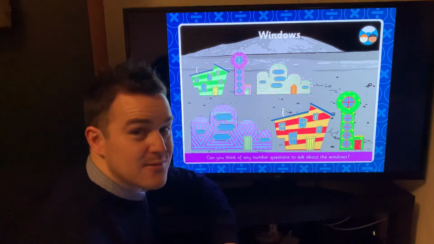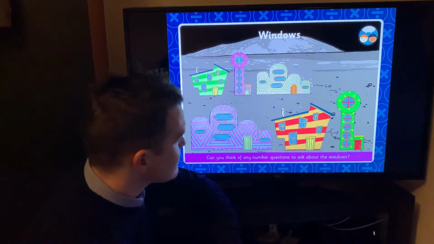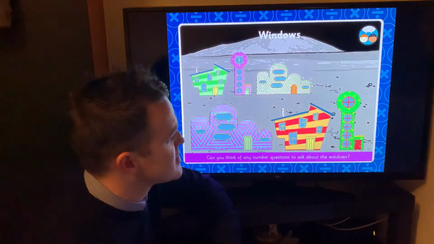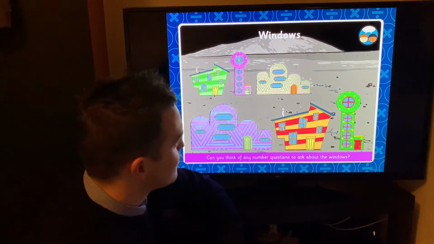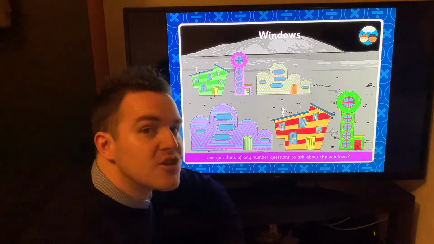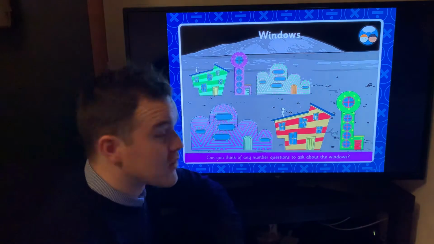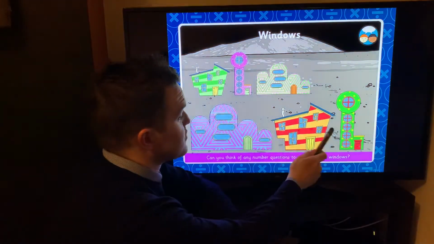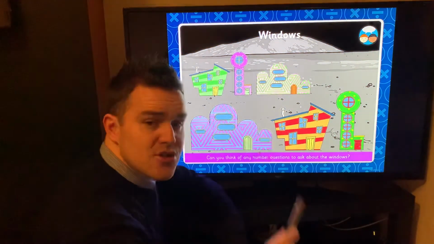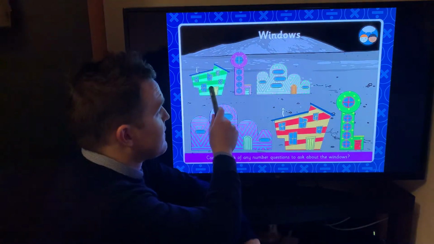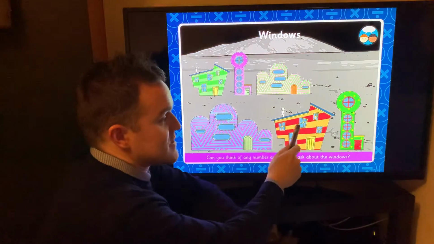Okay, and last little one before I tell you what you're doing today. Can you think of any number questions to ask about the windows? My first question would be, how many groups of 5 windows are there? So I'm going to count up the groups. 1 group, 2 groups, 3 groups, 4 groups, 5 groups, 6 groups of 5 windows. How many windows is there altogether? 5, 10, 15, 20, 25, 30.